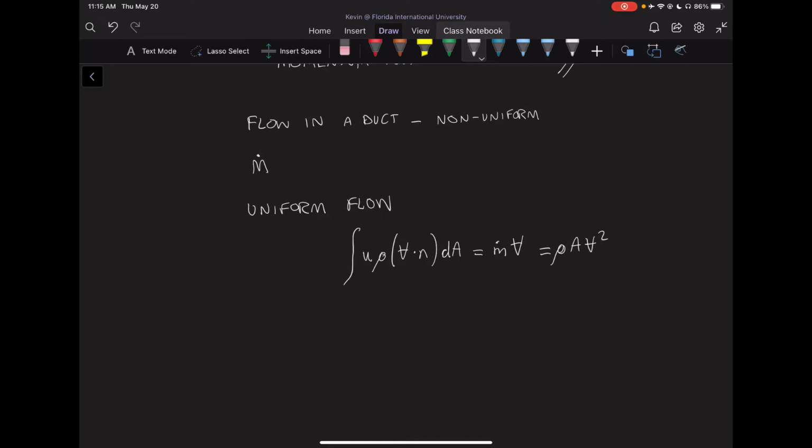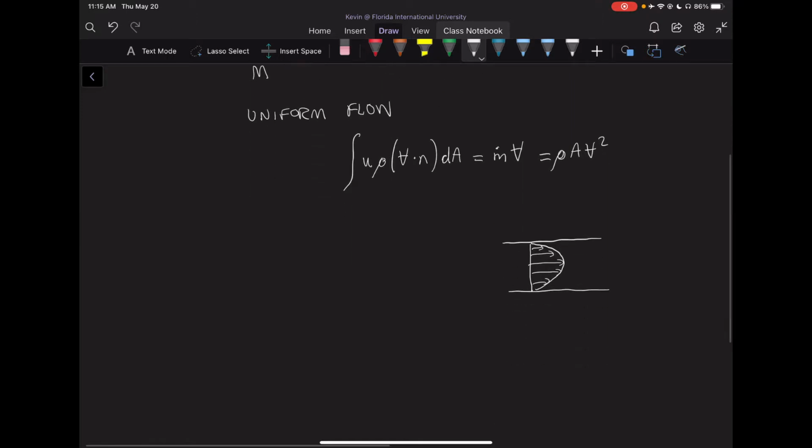Now, if we have a flow that is non-uniform, we need to be able to calculate the momentum flux for a flow that would look like this in a duct instead of a uniform flow that has the same velocity throughout the area that it's crossing. And for this, we're going to create a correction factor called zeta.